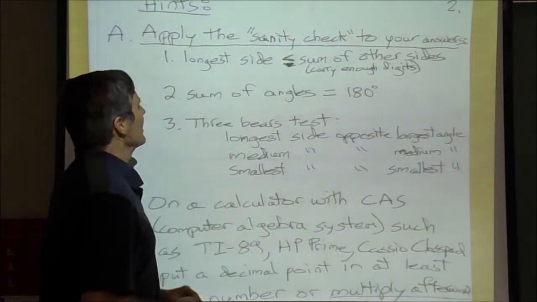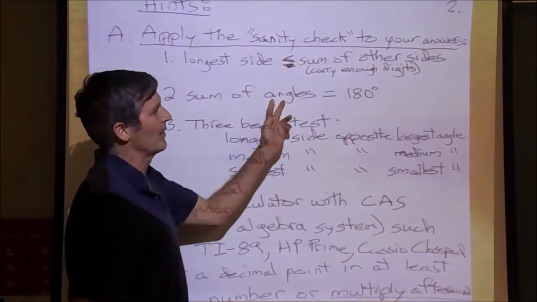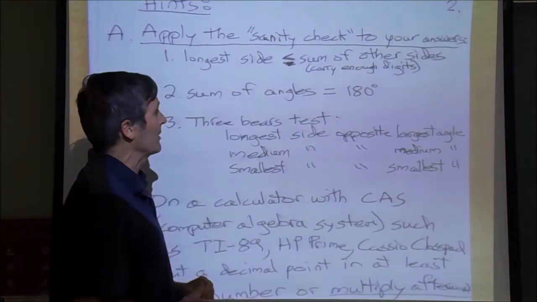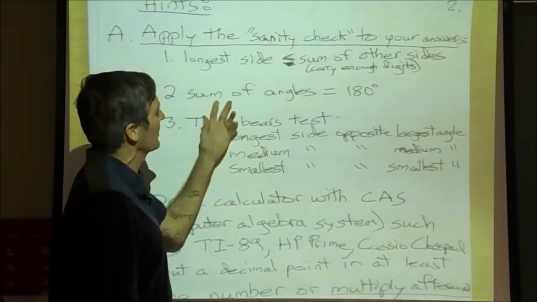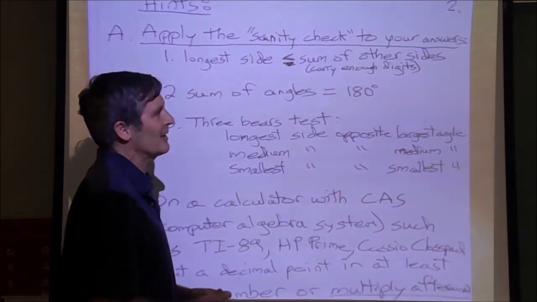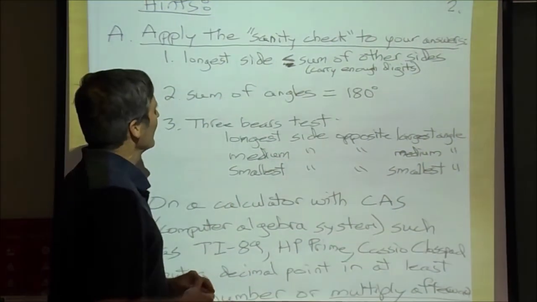All right. The second thing is you can check when you're all done that the three angles add up to 180 degrees. That's true of any triangle, so just add them up and it's a double check. It's an easy one. These are all easy.